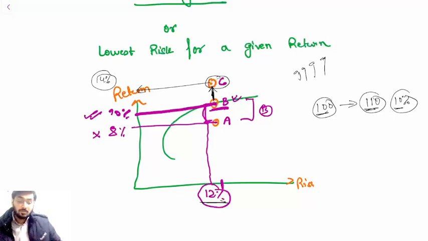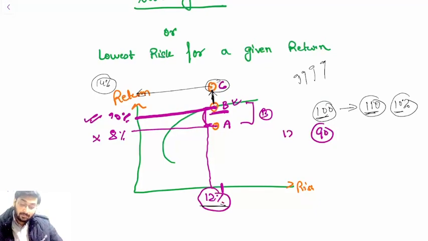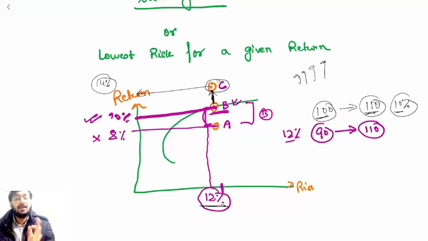Clear? But suppose there is one more portfolio available at 90, having the same risk of 12%. The price of the asset is 90, and at the end of the 1 year it will fetch me 110 rupees. That means I am making 20 rupees in the form of profits, approximately 22% return.